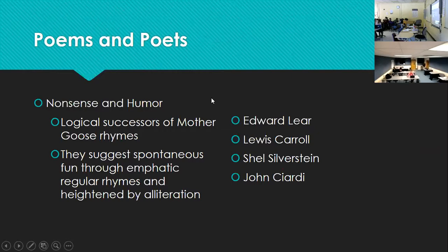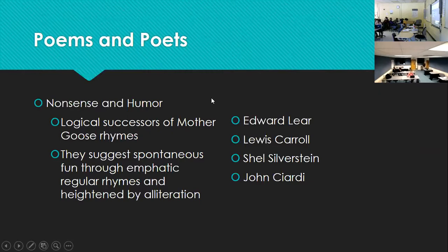Nonsense and humor. Nonsense rhymes are logical successors to Mother Goose rhymes for an enjoyable introduction for children to poetry. They suggest spontaneous fun through emphatic, regular rhymes that are heightened by alliteration. They convey absurd meanings or even no meaning at all.